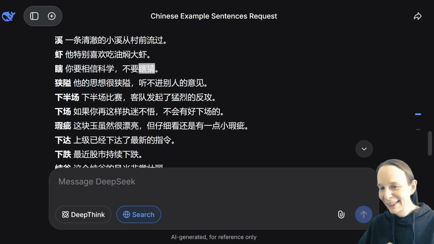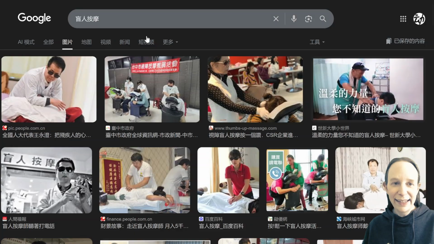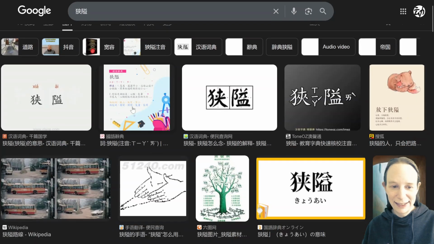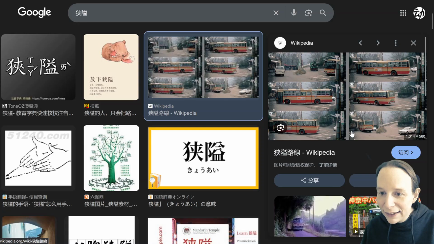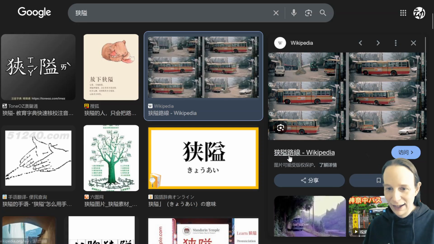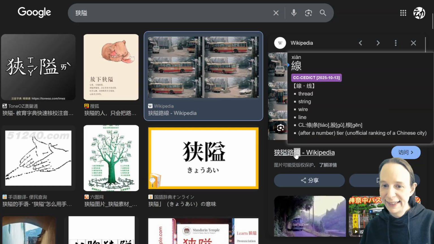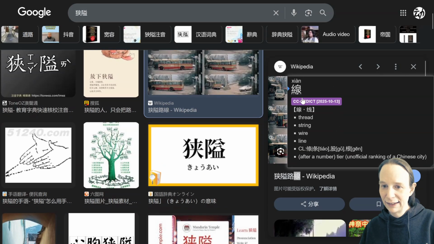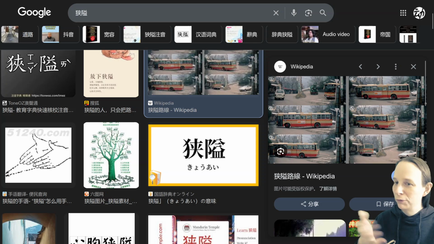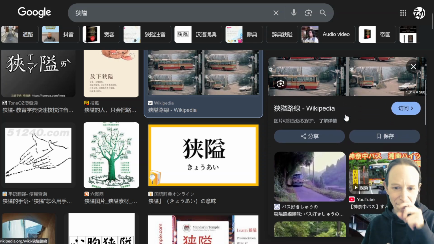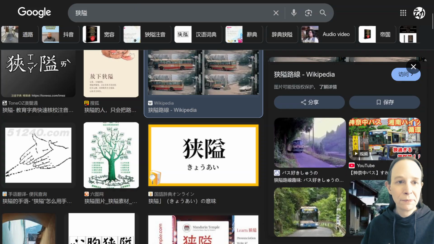我就是瞎猜而已. Okay, 狭隘. And the other one is 狭隘, something that is physically narrow, like this sort of thing. So it's a narrow 路. What's that? 路线. What is this 线? Oh, that's the traditional character for 线. So a narrow road line or route or something like this. So both physically narrow and mentally narrow.